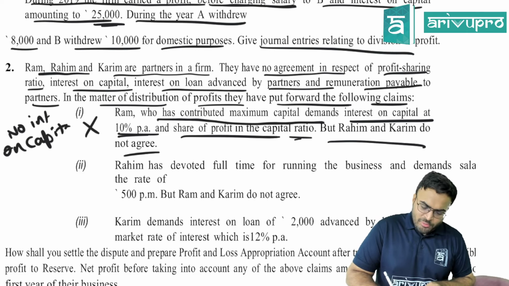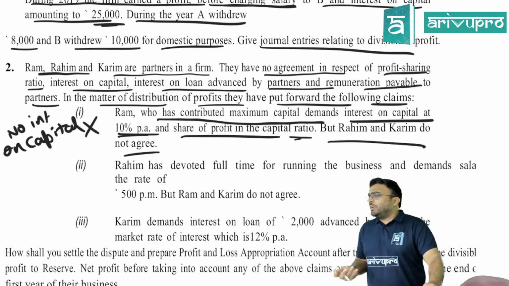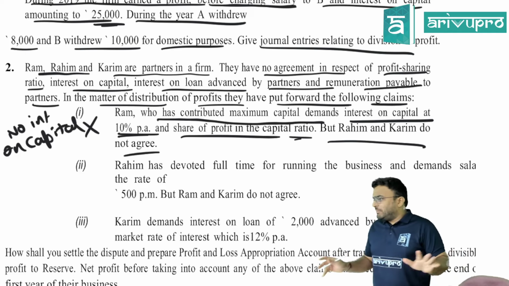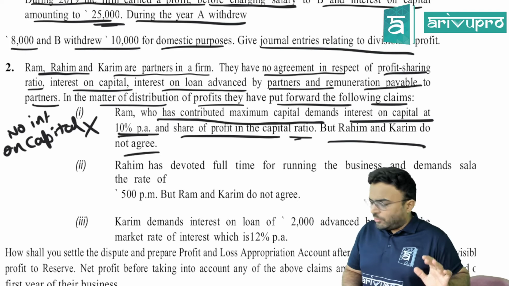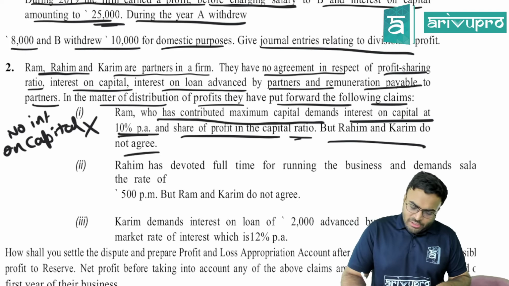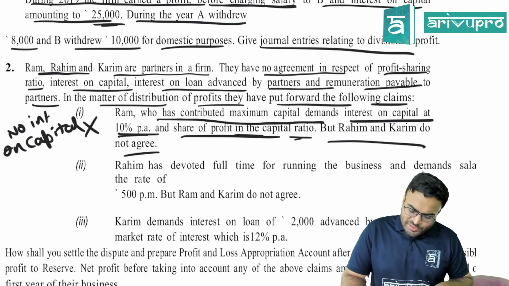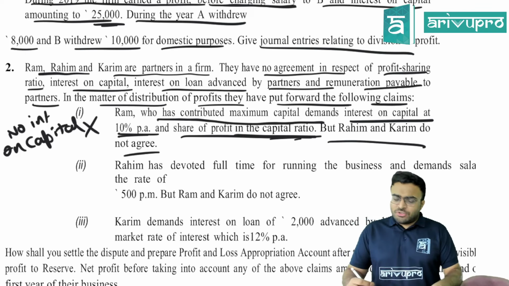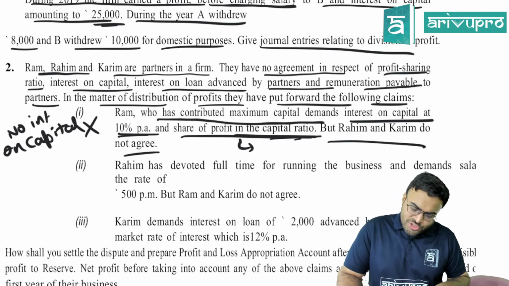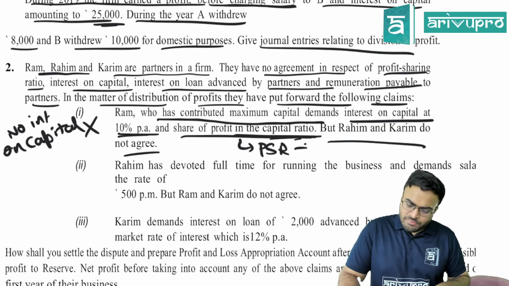Even if you have contributed maximum capital, or even if you are the only person who has contributed capital, doesn't matter. If it is not mentioned in the agreement, then there is no interest on capital for you. And Ram is also asking for profit in capital ratio. Can we give profit in capital ratio? No, there is no agreement. So the profit sharing ratio will be equal.